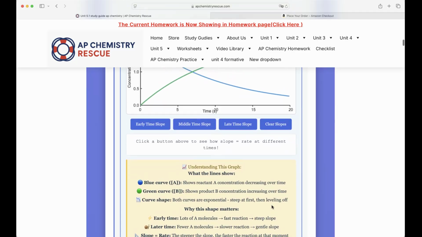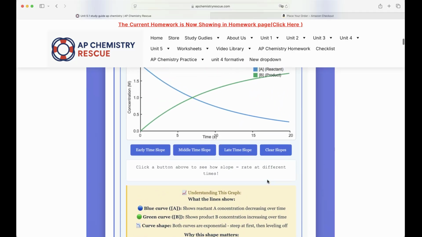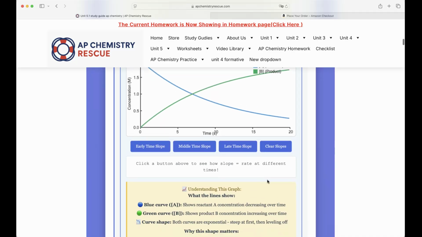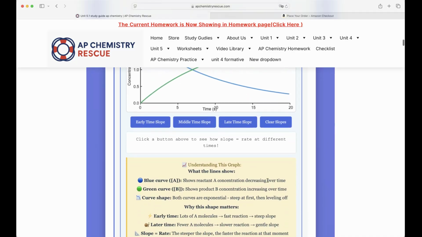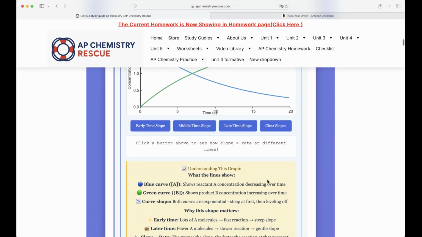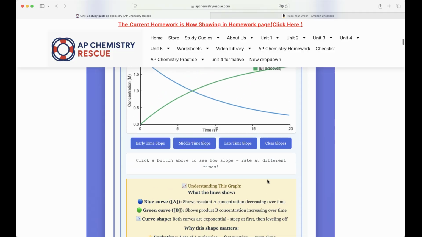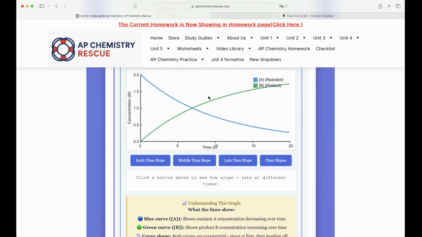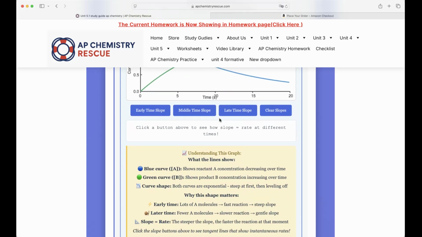So the blue curve is the reactant concentration decreasing over time. The green curve is the product concentration increasing over time. The curve shape: both curves are exponential, steep at first, then leveling off. First it is very steep, and then it's leveling off. This is the same: very steep, and then leveling off.